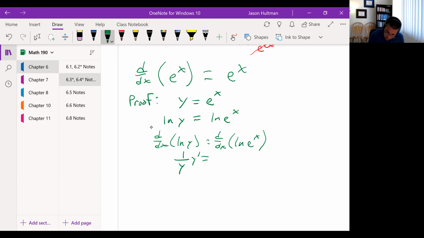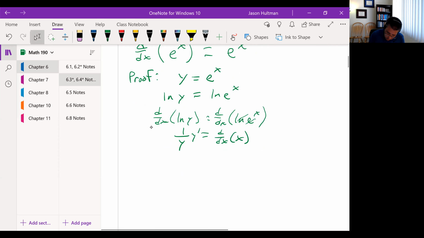What's the natural log of e to the x? Well, that's just x. These two functions are inverses of each other; they undo each other. So d dx of x, we've got y prime over y is equal to d dx of x, which, well, what's the derivative of x? It's just 1, right?